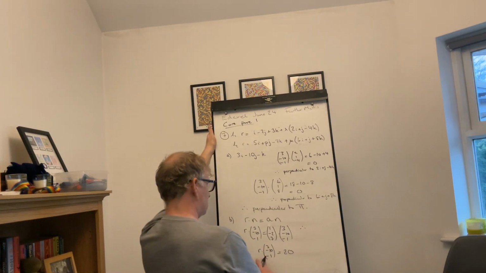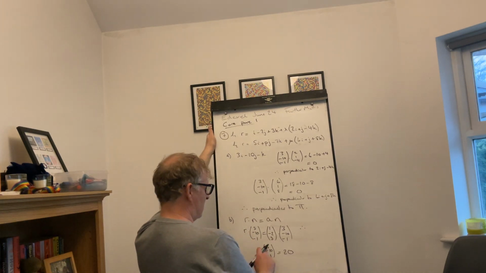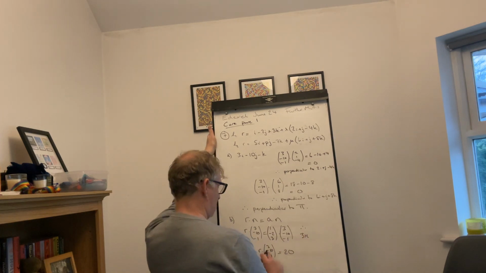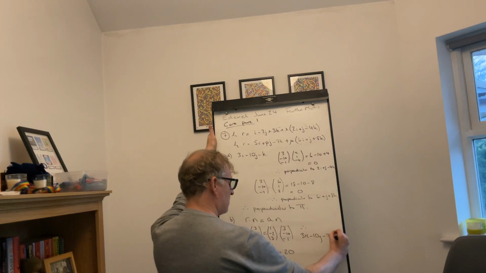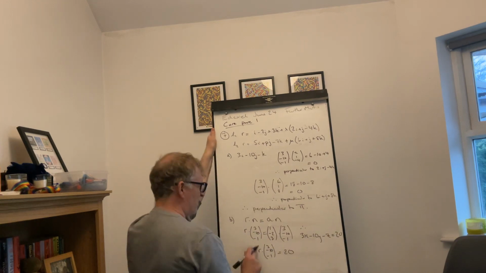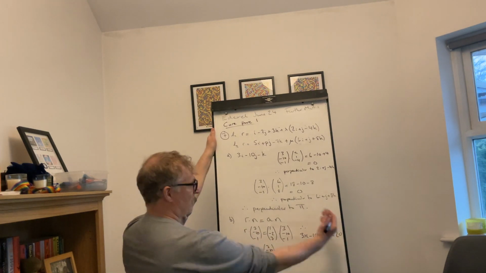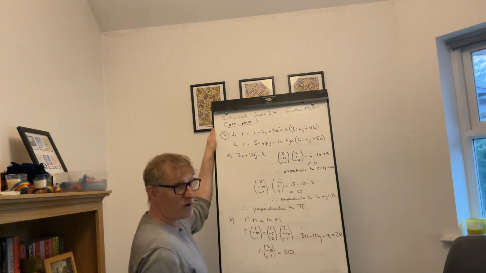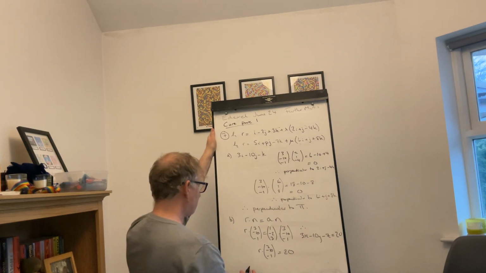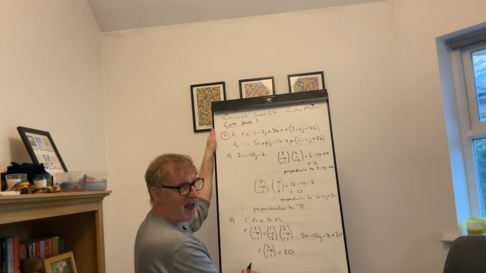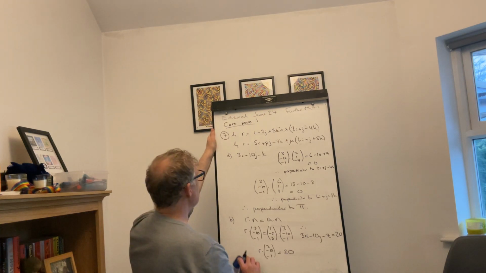mark. Our Cartesian is when we just put x, y and z in, so we're going to get 3x minus 10y minus z equals 20. So you just replace r with x, y, z, and that gives you the Cartesian there. There's our equation. Brilliant. Part C, hence determine the value of P.